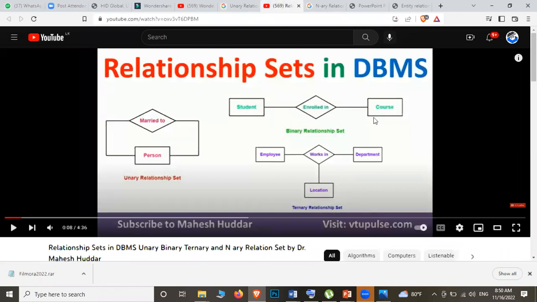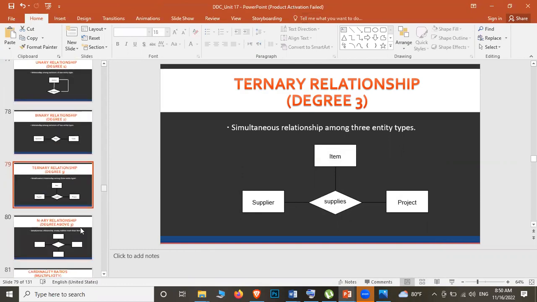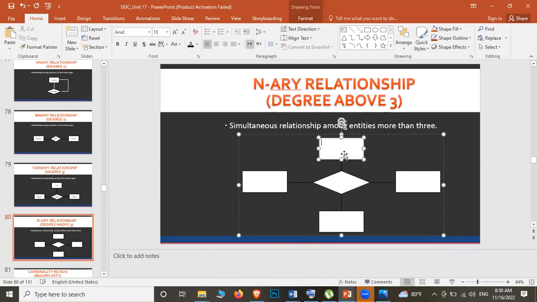And then මේක බලන්න. Students enrolled in course කියන එක just a normal entity relationship එකක්, binary relationship එකක් නේද? Employees work in departments. Okay, employees work in locations. So in the locations we will be having departments. Okay, ඒ වගේ එකකටයි කියන්නේ එකම relation එකට entities තුනක් connect වෙනවා නම් අපි ඒකට කියනවා ternary relationship කියලා. And then after the ternary relationship we have something called n-ary relationship.